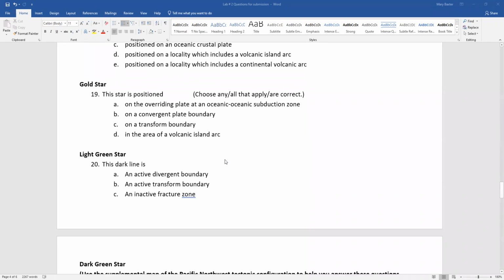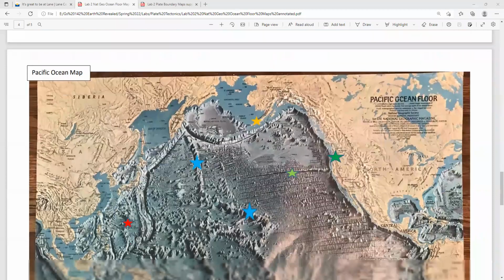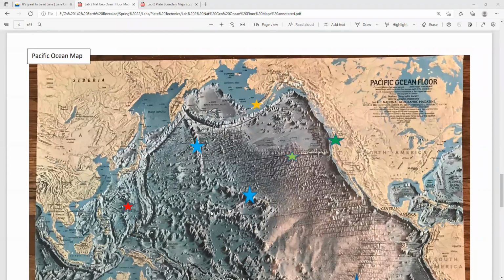Now we're going to go to the light green star. This dark line, is it an active divergent boundary? Is it an active transform boundary? Or is it an inactive fracture zone? That was one of the questions I asked you about the Atlantic: what do you call that place where both plates, or the pieces, are moving at the same time? So, light green star here.